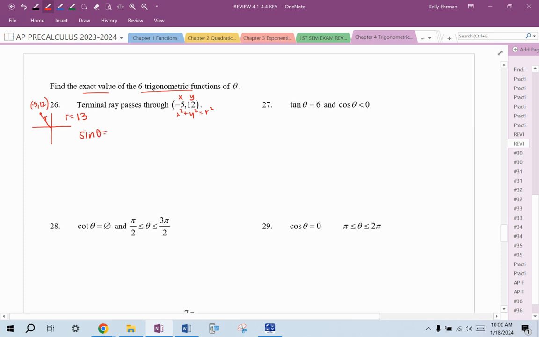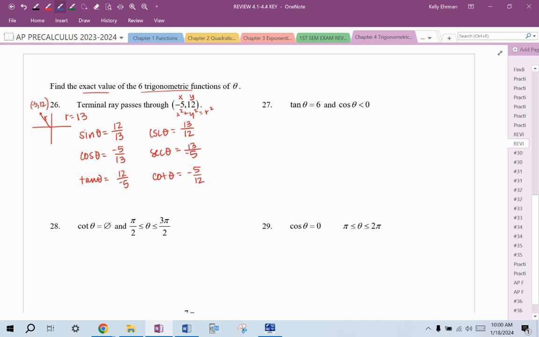So sine theta is equal to y over r, 12 over 13. Cosine theta is equal to x over r, negative 5 over 13. Tangent of theta is equal to 12 over negative 5. Cosecant theta goes with sine, so the reciprocal of that is 13 over 12. Secant goes with cosine, so the reciprocal is 13 over negative 5. And cotangent goes with tangent, the reciprocal is negative 5/12. In quadrant 2, it makes sense that everything's negative except sine and cosecant.